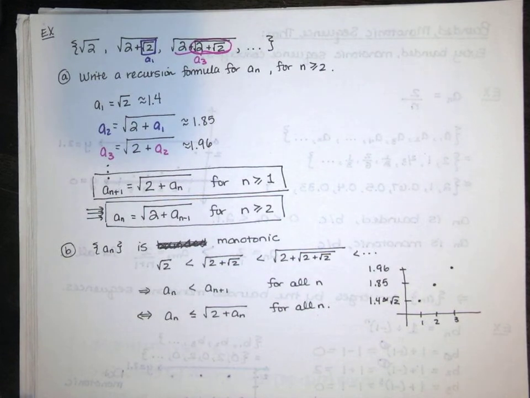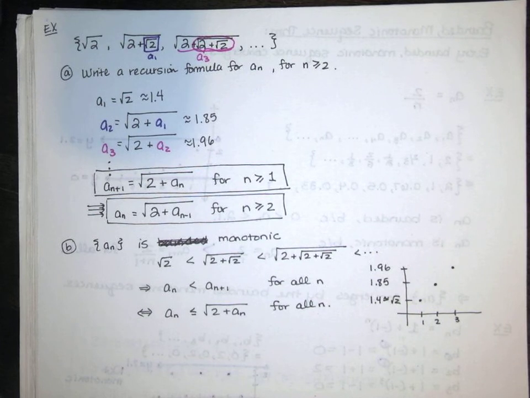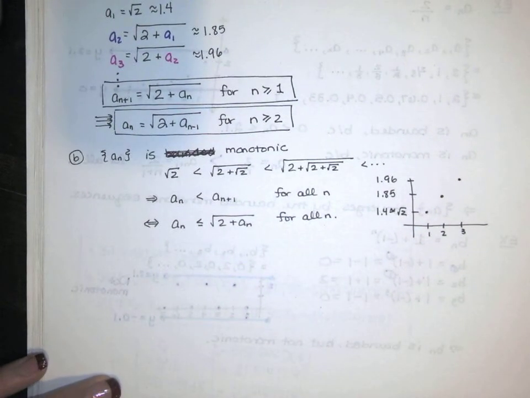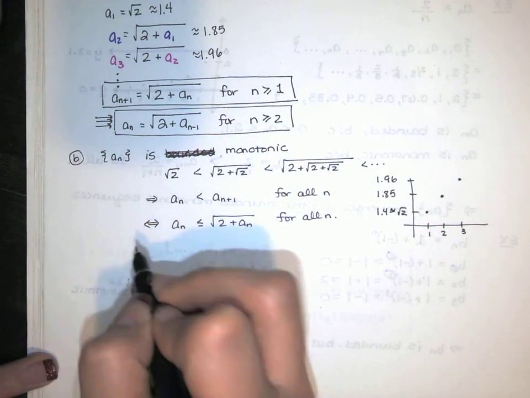Now I just showed that it was monotonic. Question is, is it bounded above? Looks like it just keeps increasing, doesn't it? It's increasing and increasing and increasing. I don't know that there's any guarantee that it's bounded above. So I don't know that that can be proven. Oh well, okay.